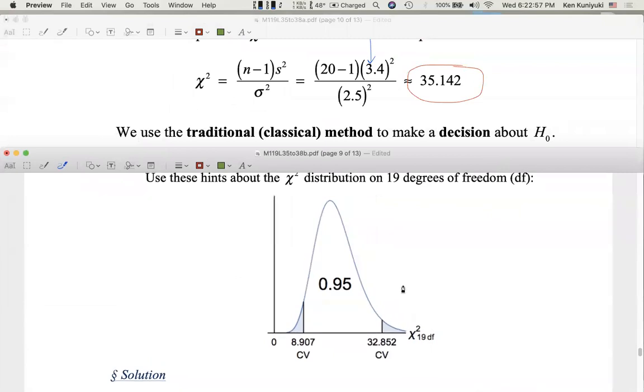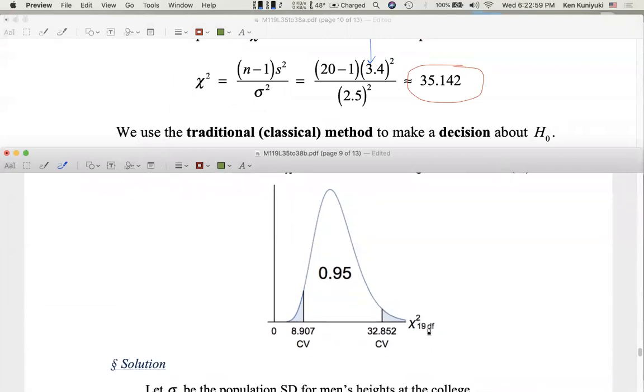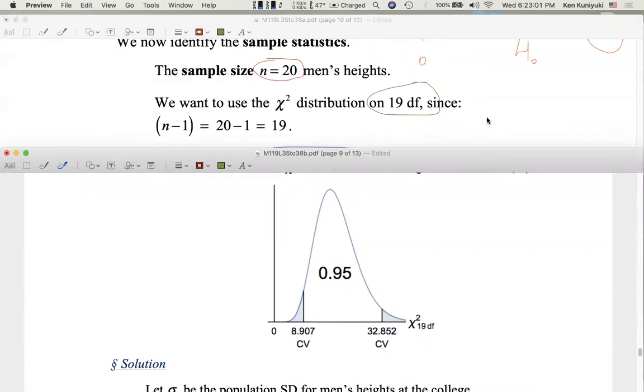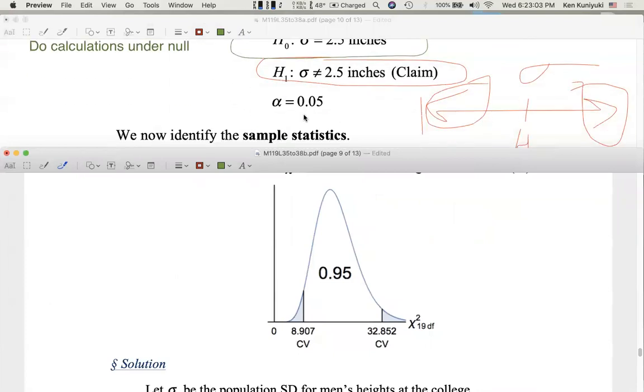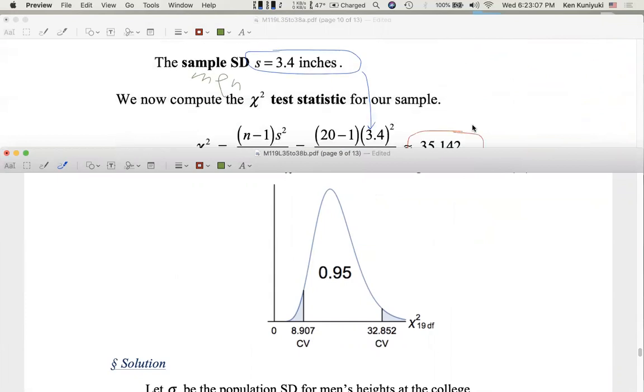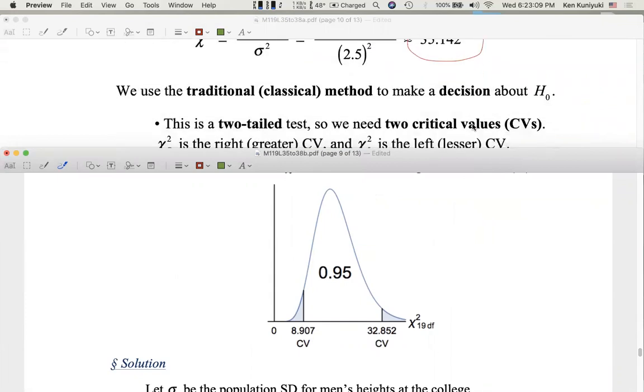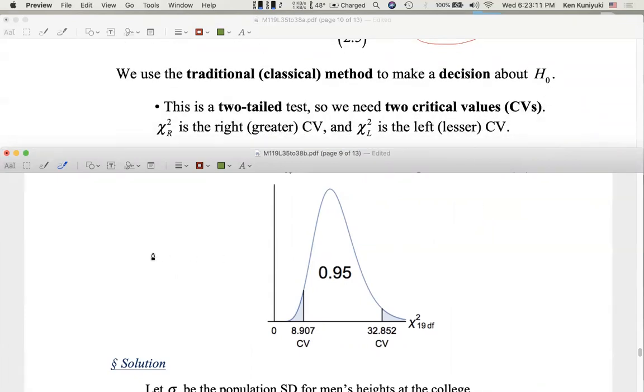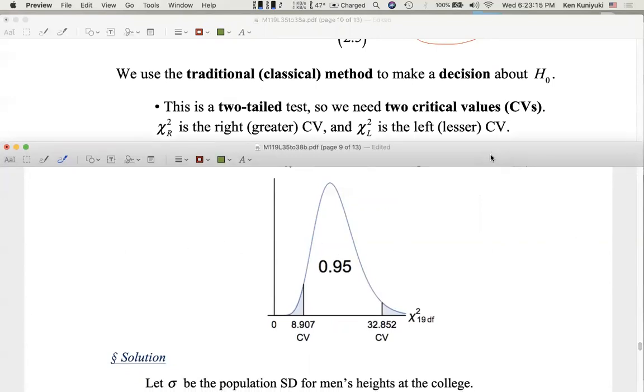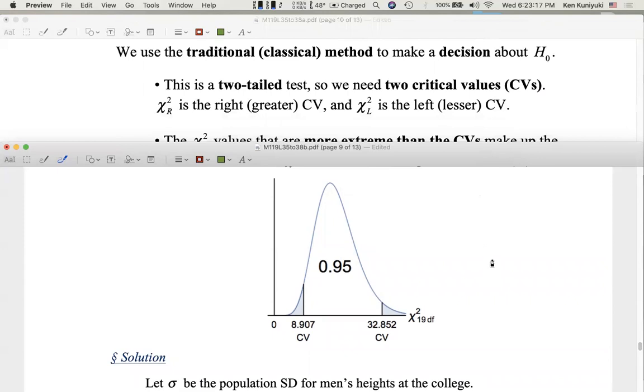Here's the hint: chi-square on 19 degrees of freedom. Alpha was 0.05, remember, and it's a two-tailed test. So this picture is totally appropriate. And of course it is. I'm not going to trick you. But as I said before, I might give you a multi-part problem with multiple hints. So do figure things out.